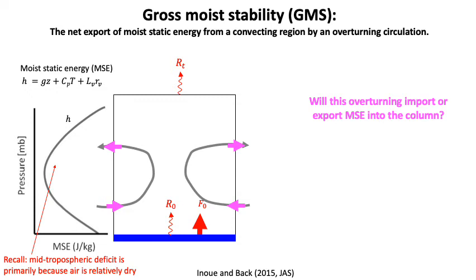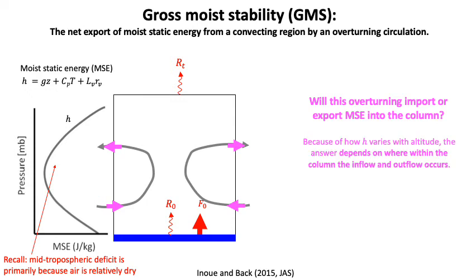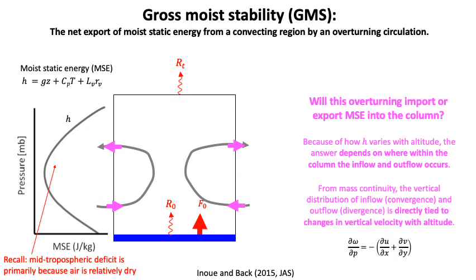Okay, so the question then is, will this overturning import or export moist static energy into the column? Which is not actually a straightforward question because of how moist static energy varies with altitude. The answer actually depends on where within the column the inflow and outflow occurs. And we're going to show that explicitly in a moment. Think about a couple of cases.